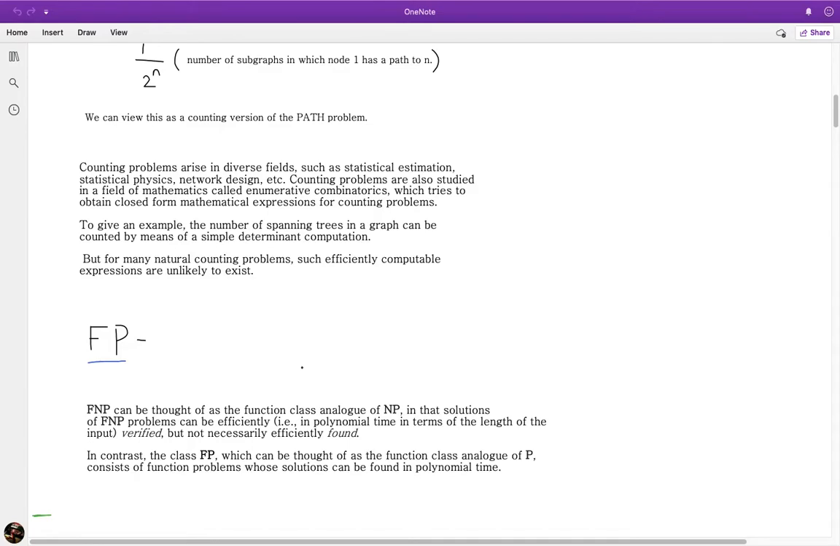So these are examples where we have a specific mathematical expression to find the number of solutions, but in general, many natural counting problems are not reducible to simple mathematical expressions, and they are much harder to compute.